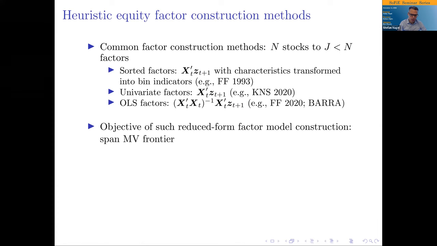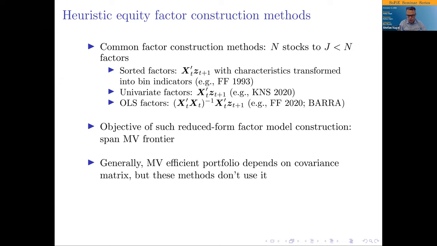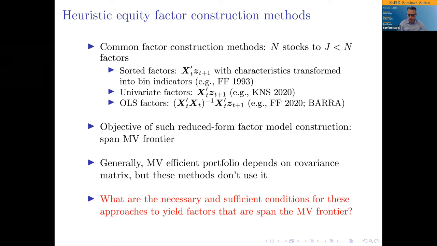Now, as we know, if you want to look for a mean variance efficient portfolio, you typically have to use information from the whole covariance matrix in order to construct that portfolio. And these factor construction methods don't use it. This brings up the natural question: what are the necessary and sufficient conditions for these heuristic factor construction approaches to actually yield factors that span the mean variance frontier? So this will be the first part of our analysis, to look into these conditions.